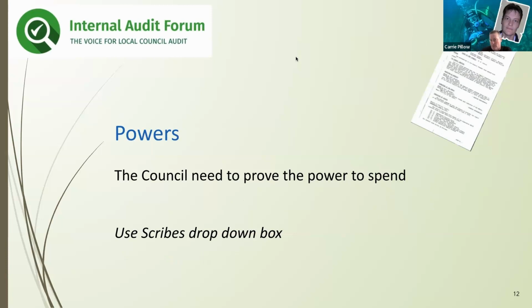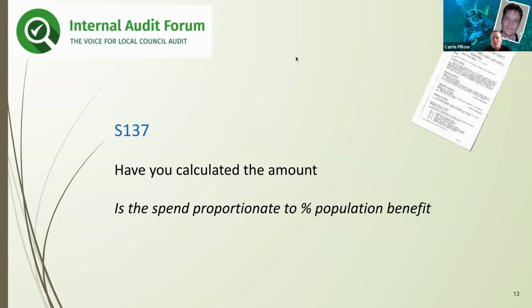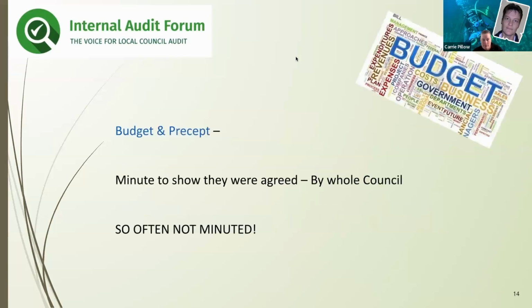Powers. The council needs to prove they have the power to spend. Use this Scribe drop-down box. If you have the general power of competence, good, but document that you've got it in your payment list for your power. S137, have you actually calculated what your S137 is, and was the spend proportionate to the benefit? You can't just spend it because you've got a lump of money. Was it proportionate to the amount of people you're paying it for?